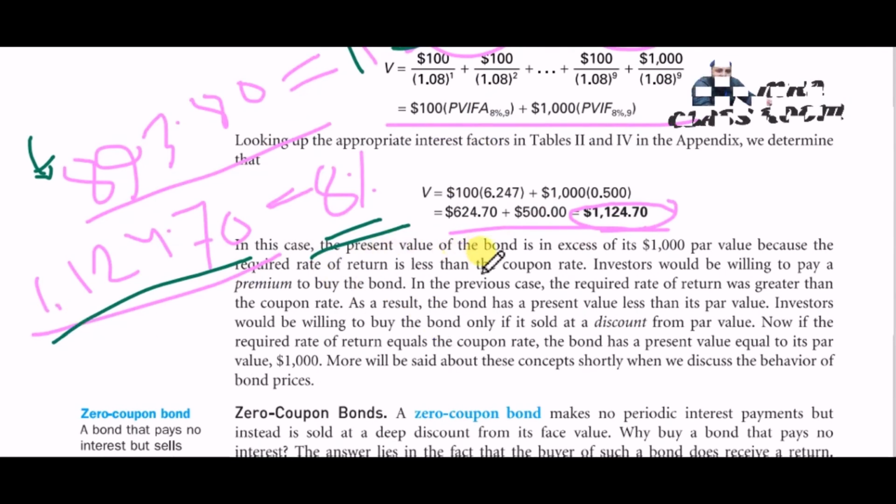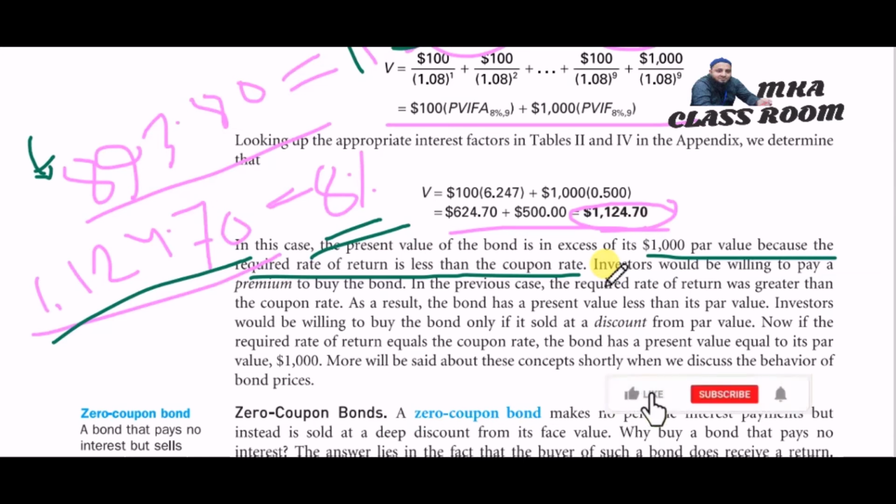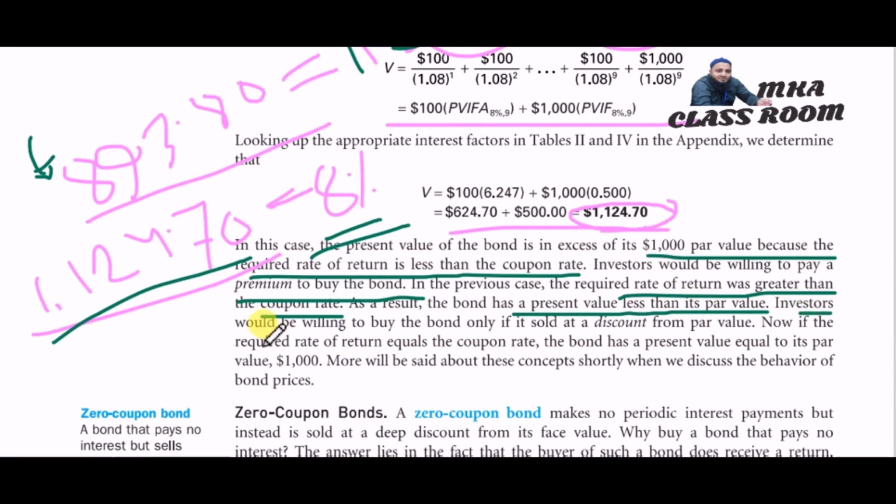In this case, the present value of the bond is in excess of the 1000 par value, because the required rate of return is less than the coupon rate. So this bond is selling in the market above its par value, and investors would be willing to pay a premium to buy it. In the previous case, the required rate of return was greater than the coupon rate. As a result, the bond had a present value less than its par value. Investors would be willing to buy it only if it were sold at a discount from par.